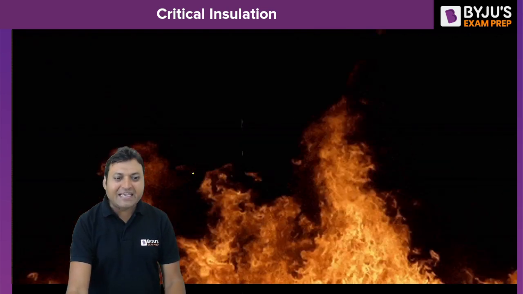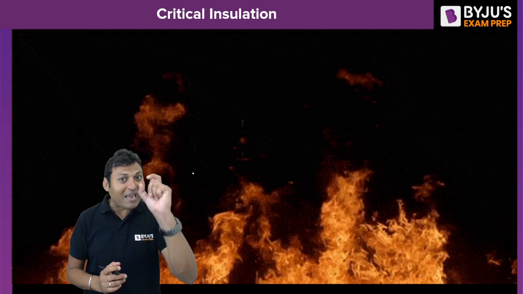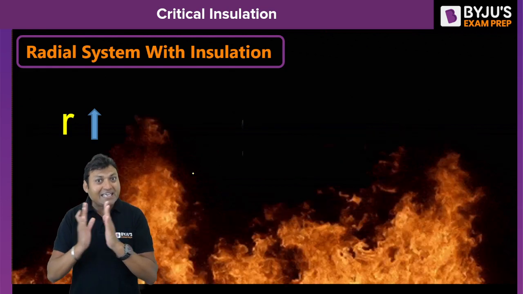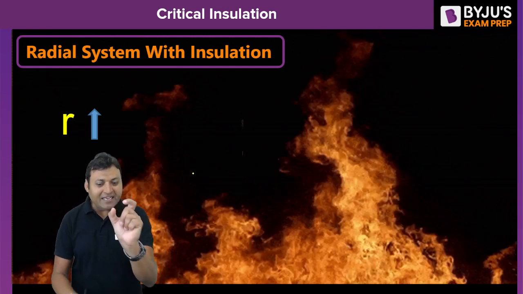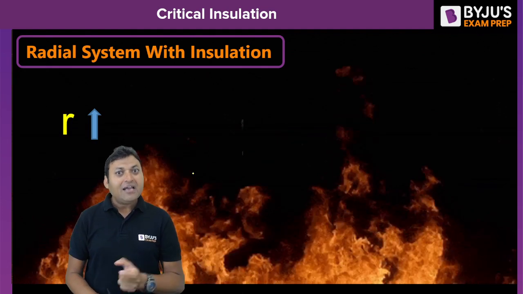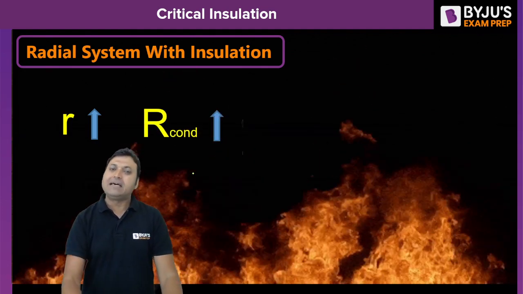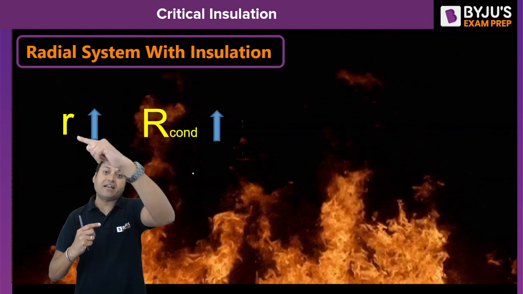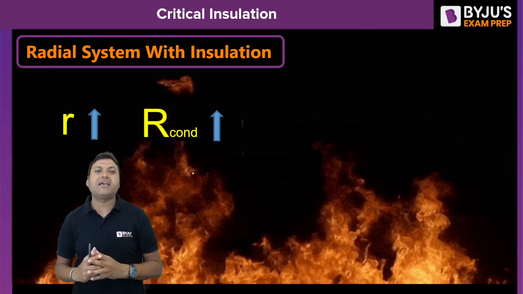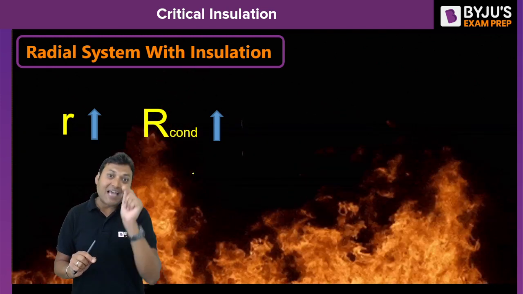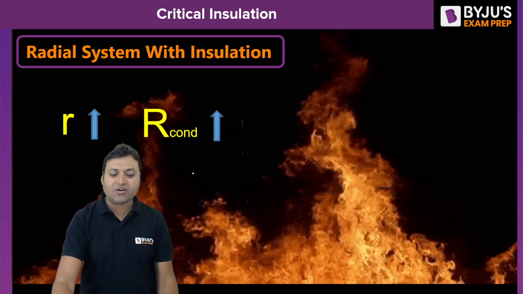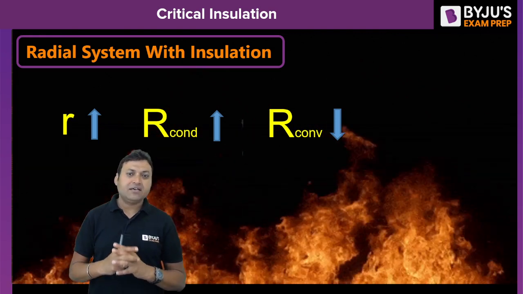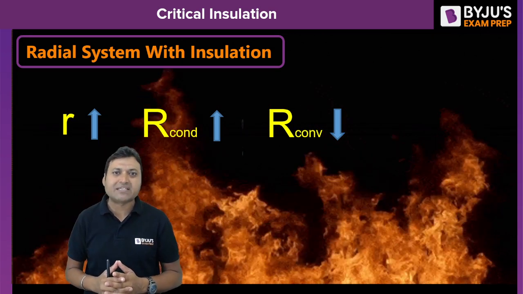Now, if we increase the radius of insulation, if we make the insulation thick and thick, then what will happen? By increasing the radius of insulation, the radial thickness of insulation, LR, will increase, and that will increase the conductive thermal resistance of the insulating material. At the same time, the outer surface area of the radial system will also increase, and that will reduce the convective thermal resistance, because R convection is inversely proportional to area.